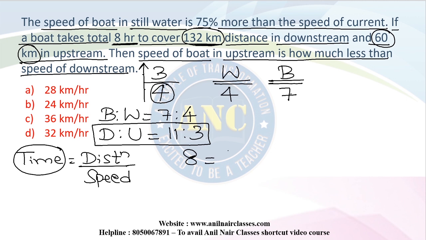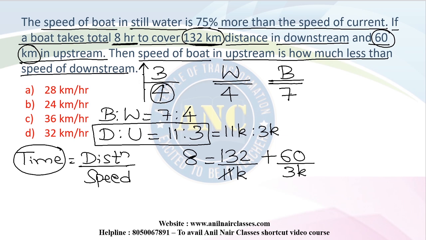Downstream distance is given in the question as 132 and downstream speed is given as 11. So we can call it 11k and 3k for the time being, using a variable called k. I will also eliminate that method of variables in another 2 or 3 minutes in method 2. Do not worry about it. Plus upstream time: upstream distance is 60, upstream speed is 3k.